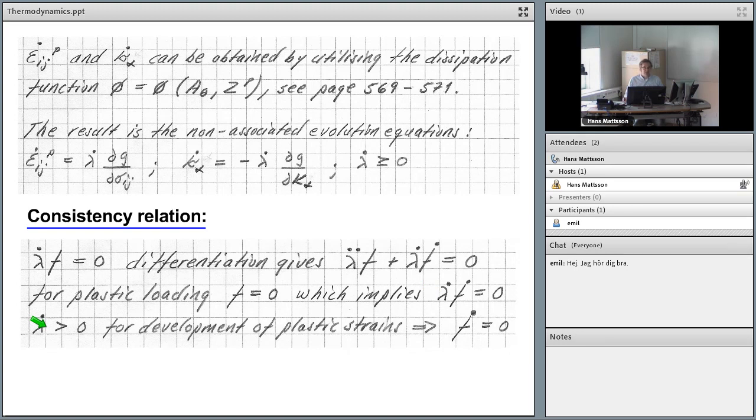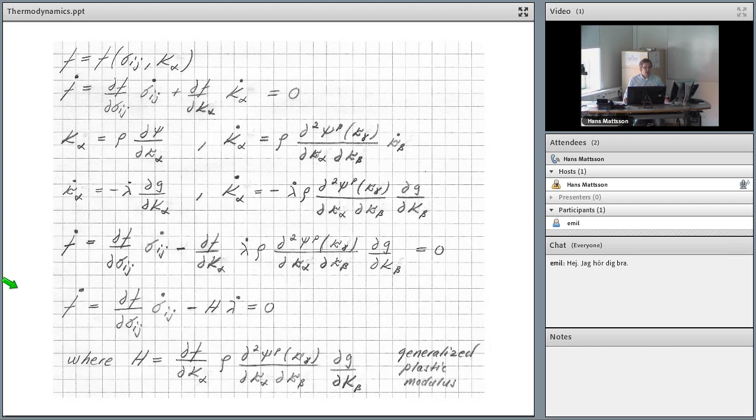So here we have, in fact, the consistency condition from thermodynamics, and the consistency condition states that the stress point should be situated on the yield surface during plastic loading. So we also got these results from the laws of thermodynamics. We continue here with the consistency condition.